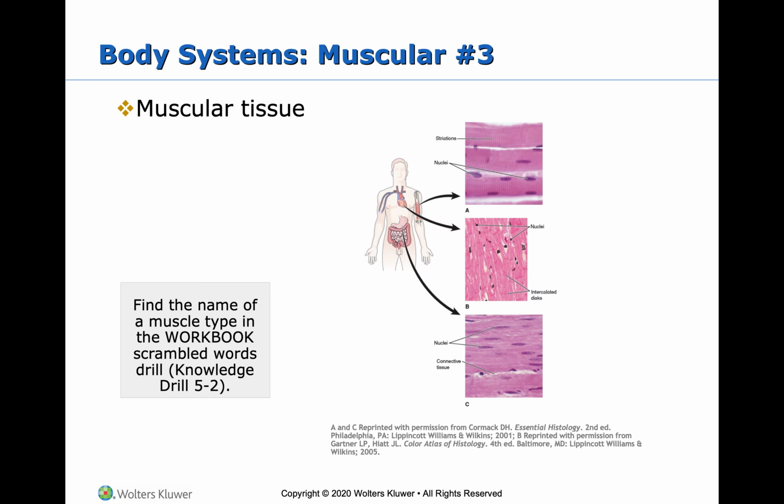So let me pull this up. Your skeletal muscle is this picture right here, the top picture. This is long and cylindrical, multinucleated, so you can see long and cylindrical, there are multiple nuclei. It's heavily striated, so these little bars or lines in it are called striations. These are muscles that attach to bones and provide movement.